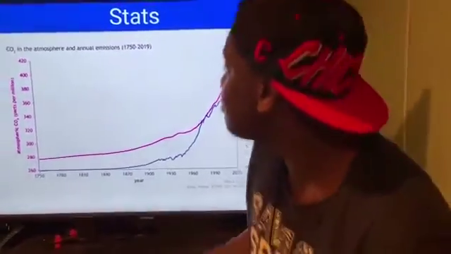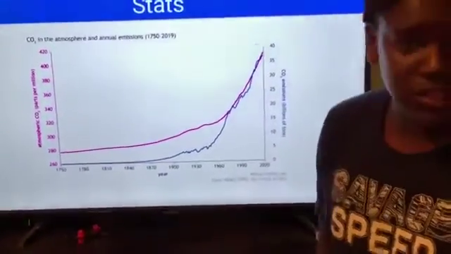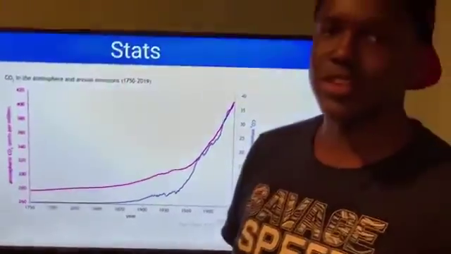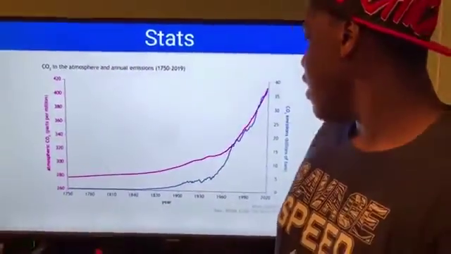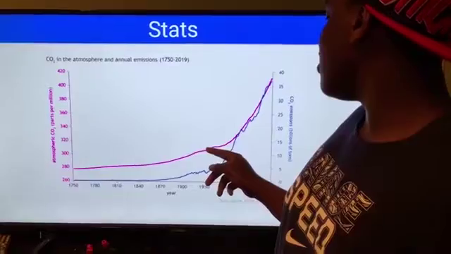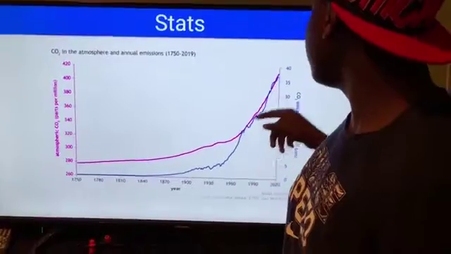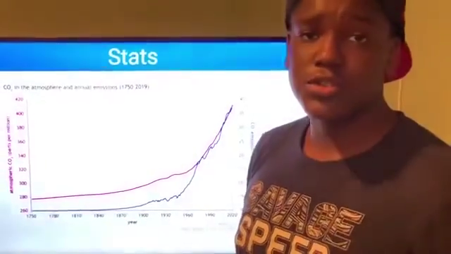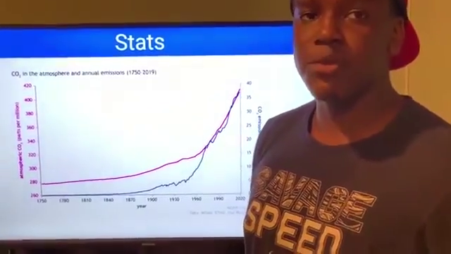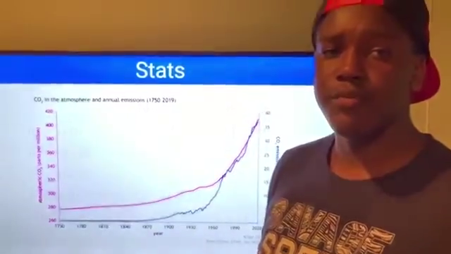CO2 in the atmosphere and annual emissions, this is from about the 1700s to today. As you could see, from about 1750 to 1900, it's about steady. It's been the same, the usage of CO2, of course. And as we rise up, you could see a steady incline. And then once you reach about 1970, that's when it just goes straight up. And this just shows how the usage of CO2 is not being used for the right stuff. That's why with our project, we're gonna take all this CO2 and make it into energy.